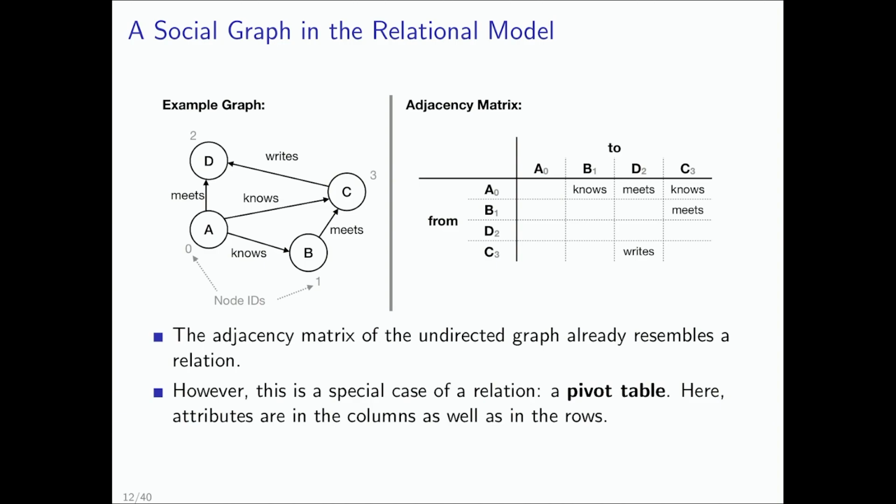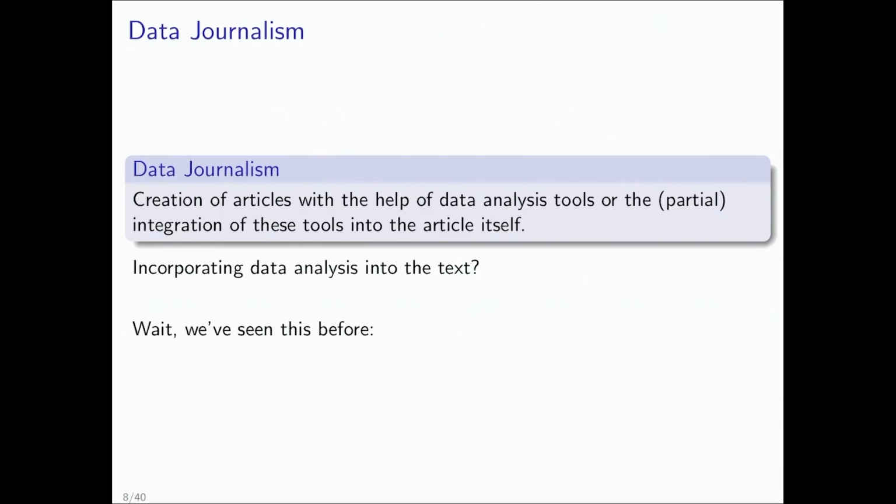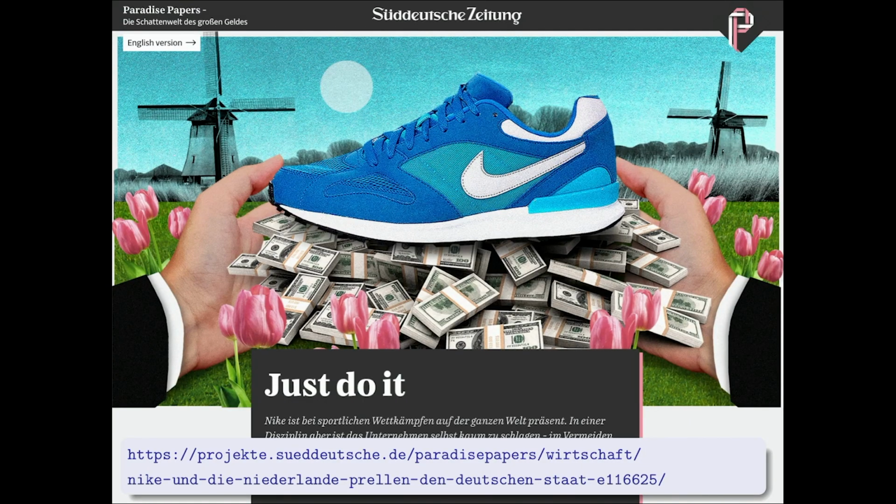Because in these Panama Papers I showed you before, that's exactly what happened. This journalist got a huge data set, I don't know how many terabytes of data, and had to structure the data somehow. And what did they do? They created a huge graph of relationships.